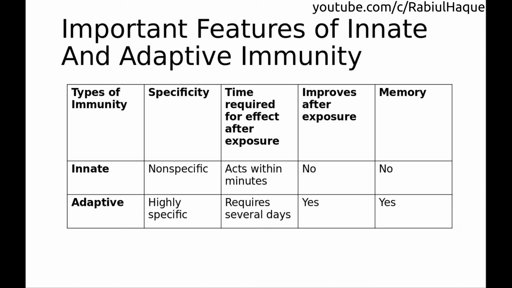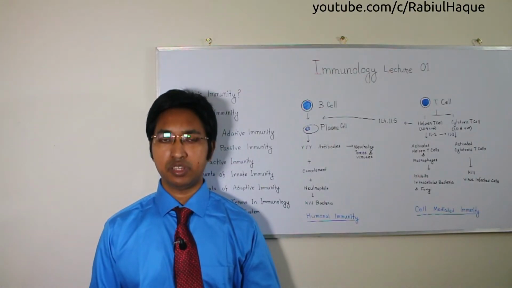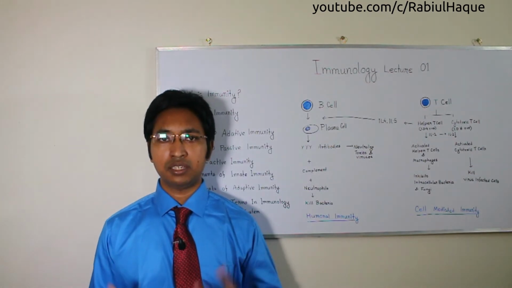Regarding the time required for effect to occur after exposure, innate immunity can act within minutes. However, adaptive immunity requires several days. The immunity does not improve after exposure in case of innate immunity, and innate immunity has no memory. On the contrary, the immunity improves after exposure to microorganism in case of adaptive immunity, and adaptive immunity does have memory.